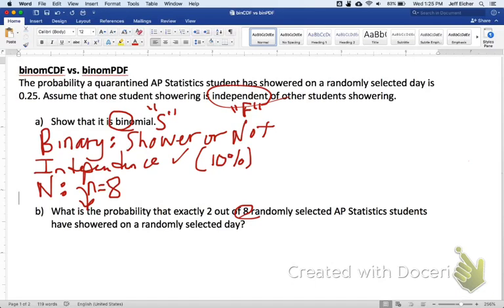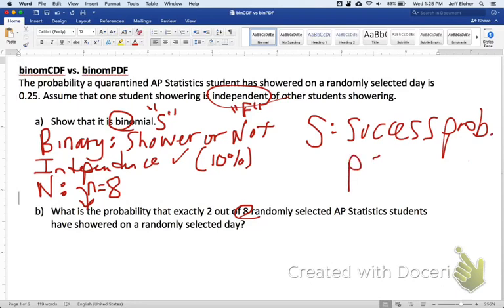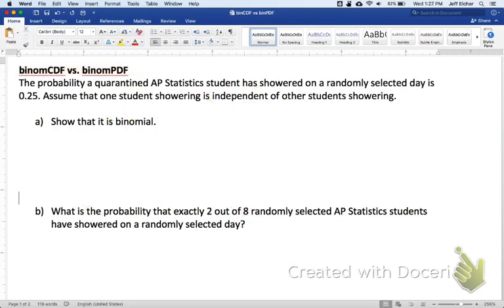And then S is the success probability, and that's provided in the problem as a quarter. So this is a binomial situation. Okay, so let's actually get to the meat of this video: when can you tell, and how do you use BinomCDF versus BinomPDF on the TI-83/84. So let's check out our first question.